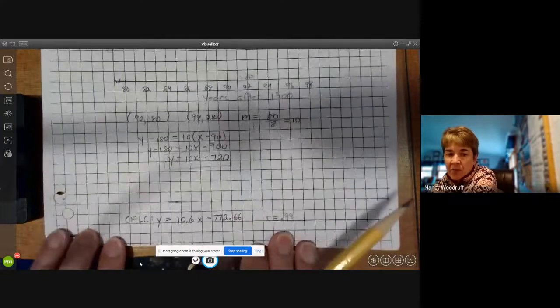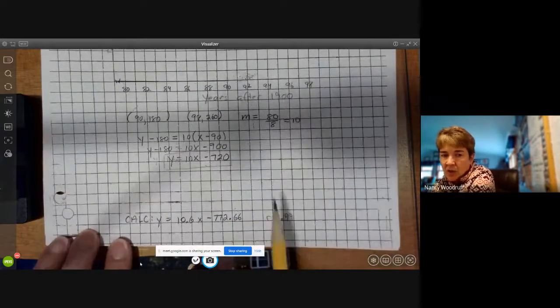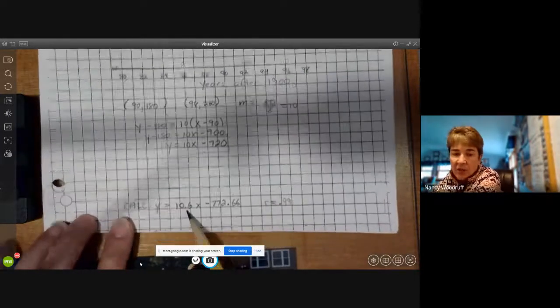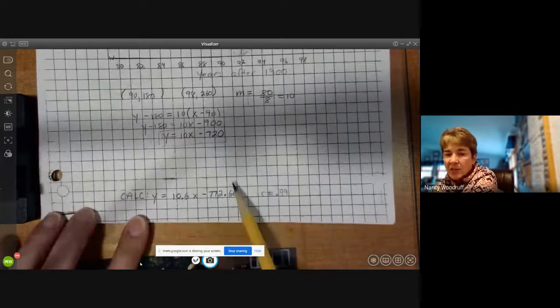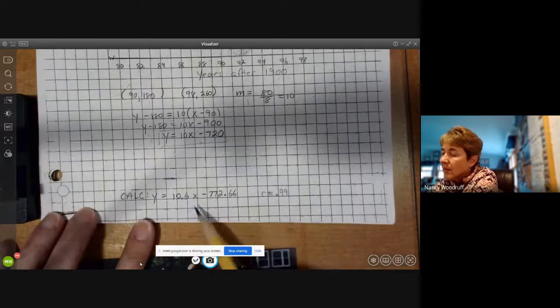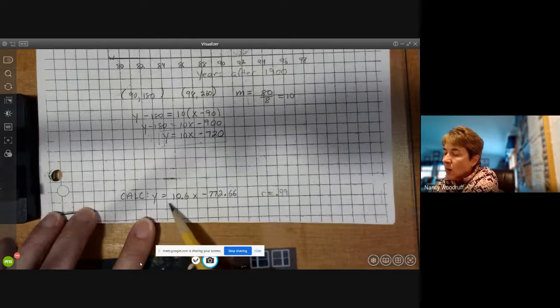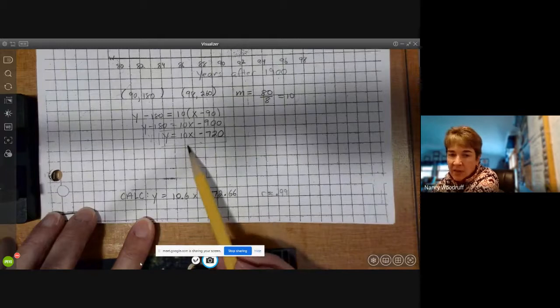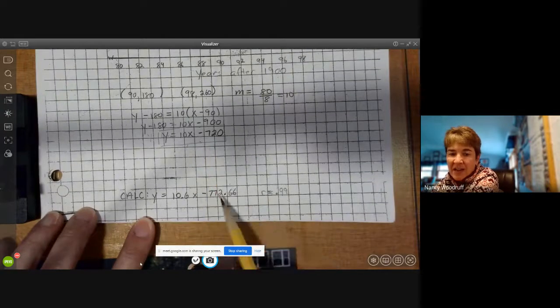I did put this one in the graphing calculator, just so you know. And here is what the official answer is. They do the statistical analysis, and it came out to be y equals 10.6x minus 772.66. I'm pretty darn proud of myself because look how close I am. And hopefully you're somewhere in there as well.